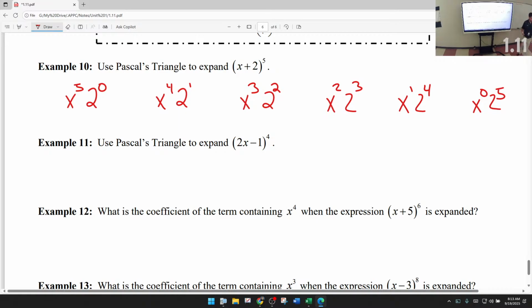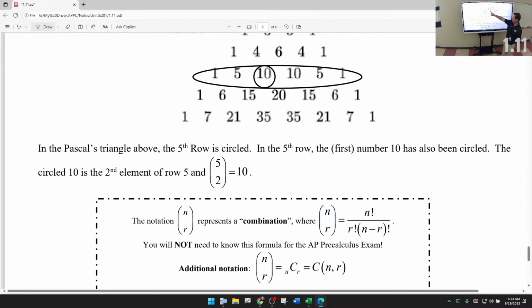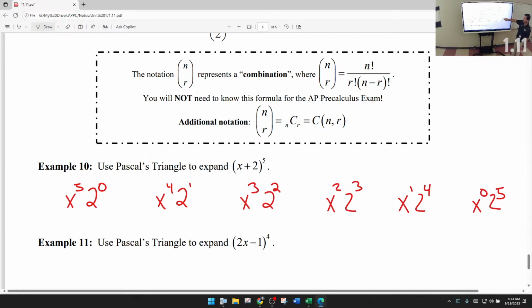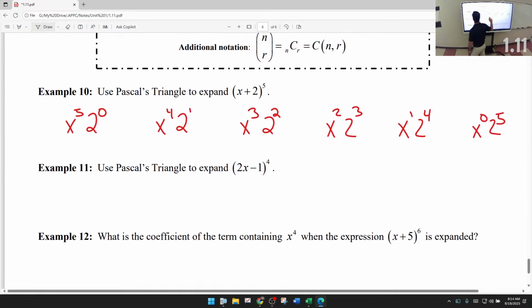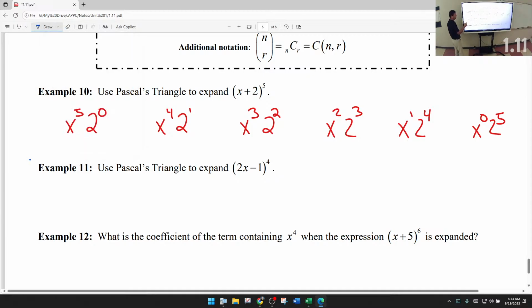Now we just got to have the coefficients. And so I want the 5th degree, or the fifth power, okay? So what I'm going to do, I'm going to cheat because Pascal already went to the fifth up here, right? 1, 5, 10, 10, 5, 1. So those are the coefficients that I'm going to put with this polynomial. 1, 5, 10, 10, 5, 1.